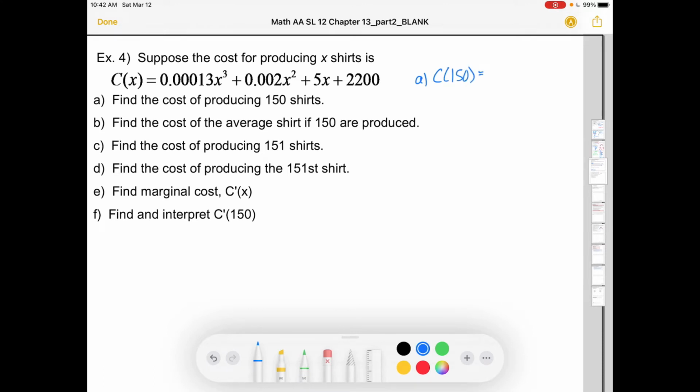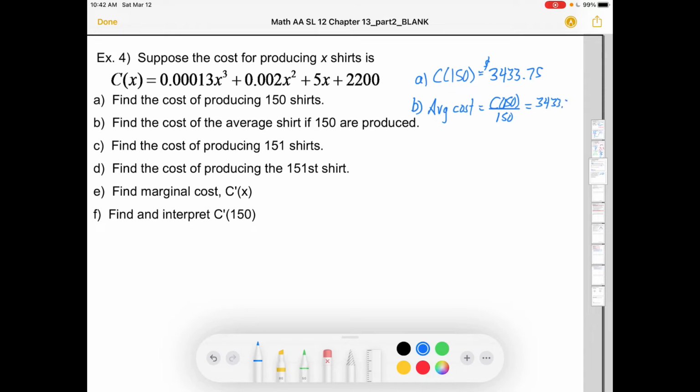I don't want to go through typing in numbers here. That's going to give us 3433.75. You can pause and try it on a calculator. Find the cost of the average shirt if 150 are produced. Well, the average cost will be the cost of making 150 over the number that we produce. Now, you could get into a little argument here over whether the 2200 matters. I think it does.